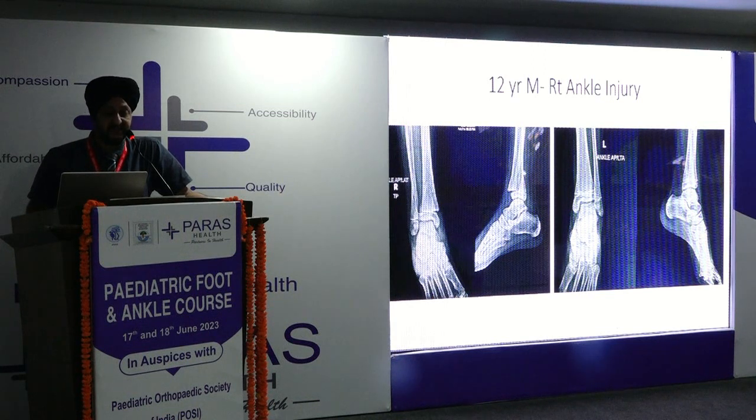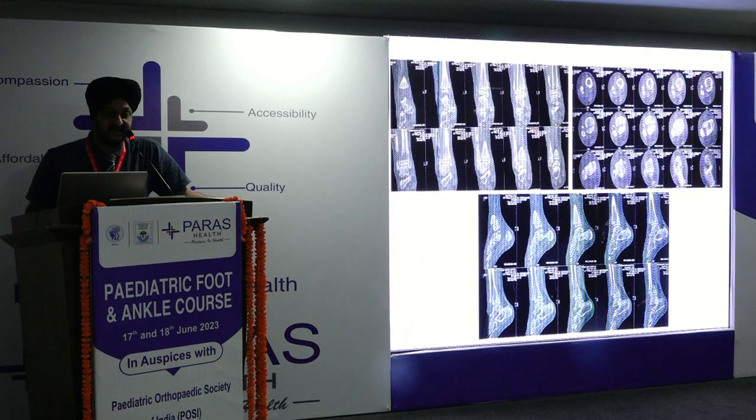Yeah, this is that Thurston Holland sign, which is there with a fibula fracture. So as Sandeep sir mentioned and stressed, of course we'll get a CT scan to understand the fracture pattern. These are the CT images.